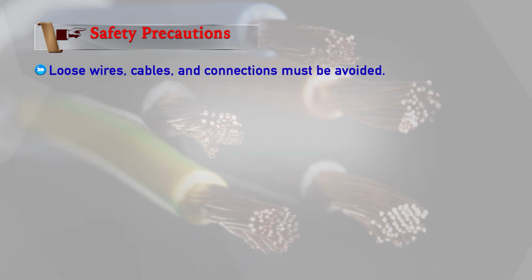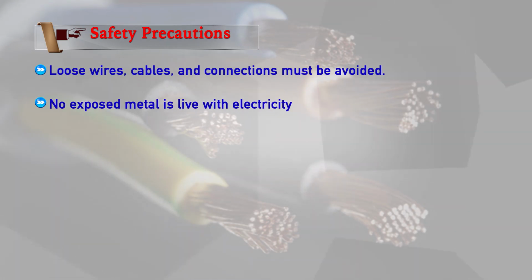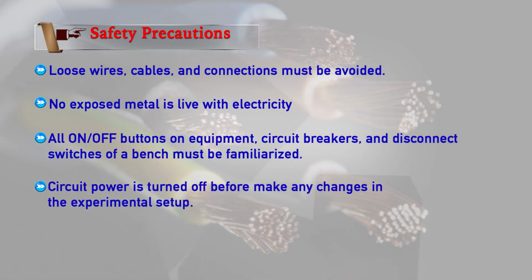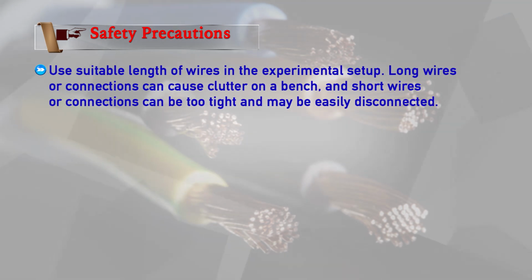In all electrical power and experimental setups, the following safety precautions must be considered. First one, loose wires, cables and connections must be avoided. Second, no exposed metal should be live with electricity. All on-off buttons on equipment, circuit breaker and disconnect switch of a bench must be familiarized. Circuit power is turned off before making any changes in the experimental setup. Use suitable length of wire in the experimental setup. Long wire or connection can cause clutter on a bench, and short wires or connections can be too tight and may be easily disconnected.